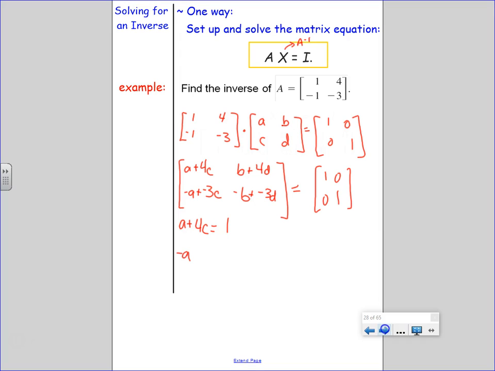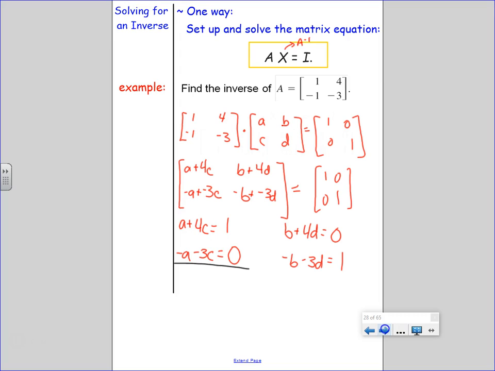How about negative A minus 3C? What does that have to equal? 0. Do we have a couple other ones? Yeah. Okay. What's B plus 4D have to equal? And what's negative B minus 3D have to equal? 1, right? How do we keep going? Simple system of equations. And I think it's easiest to do substitution, elimination, or row echelon form matrices. What do you think?